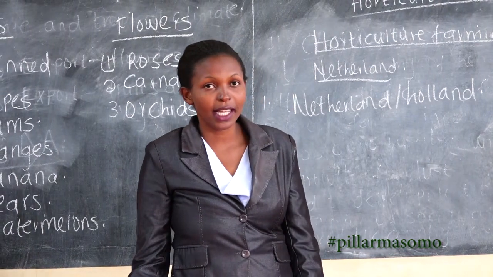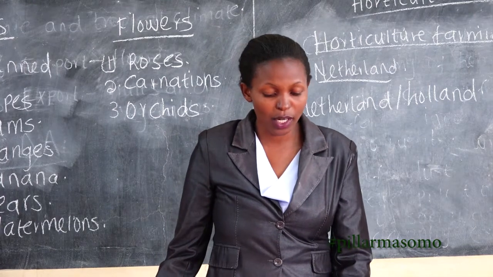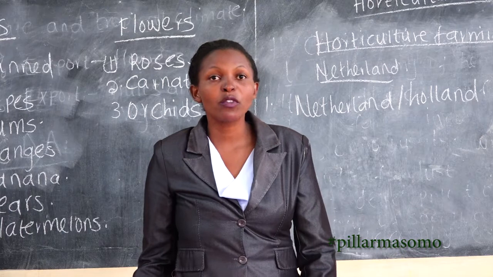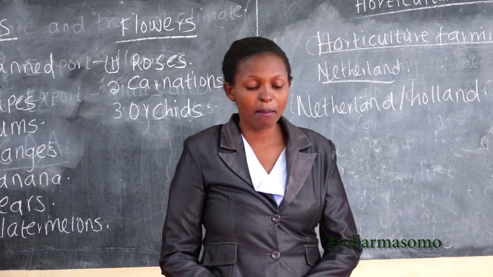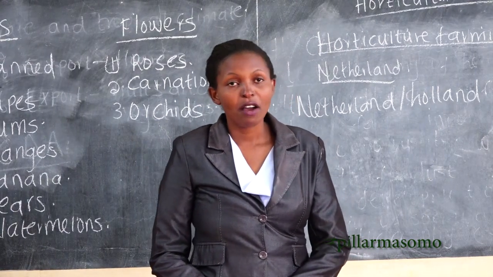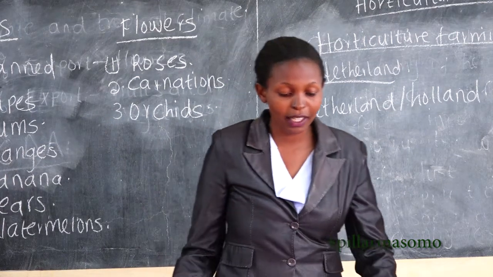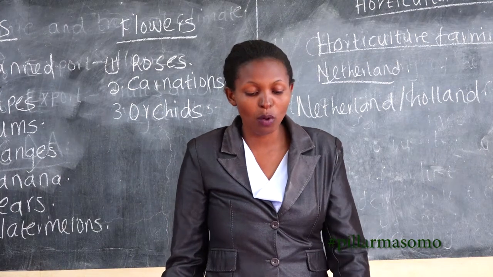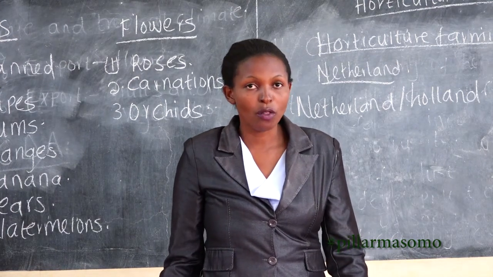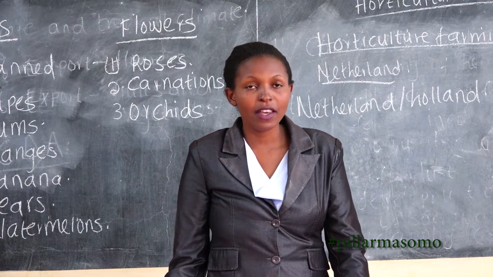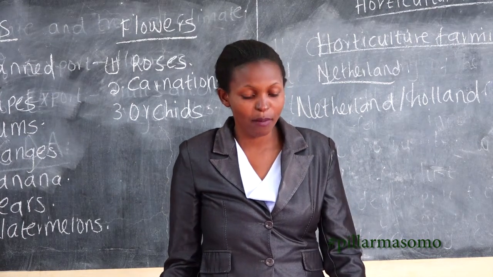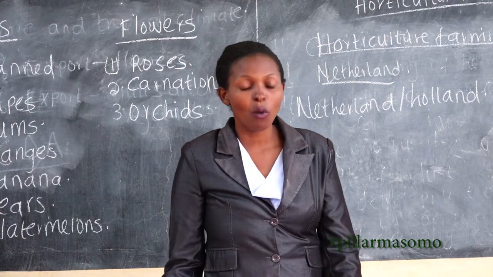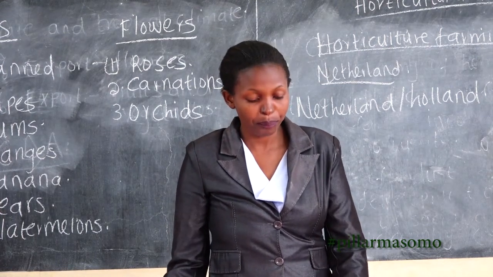So I repeat once again, Netherlands is located in a densely populated area, providing the large needed market for the produce. Horticulture farming there is highly specialized, whereby a farmer grows one or two crops on the farm. So here, they highly specialize. Whatever they are growing, they specialize, and they grow either one or two on the farm.